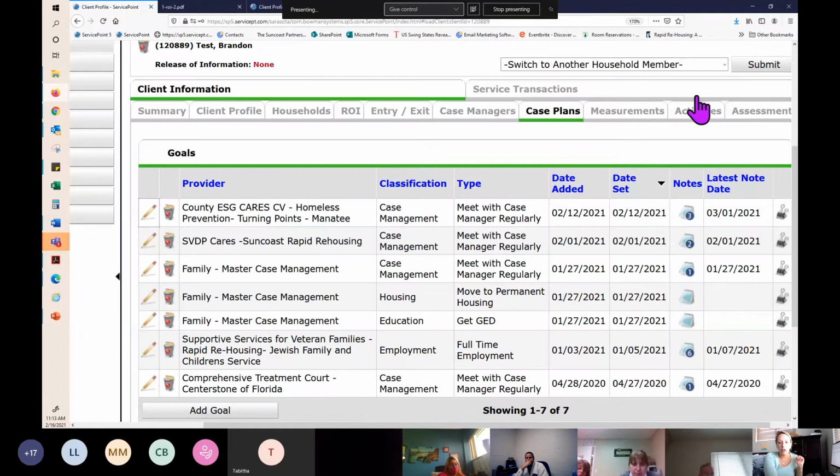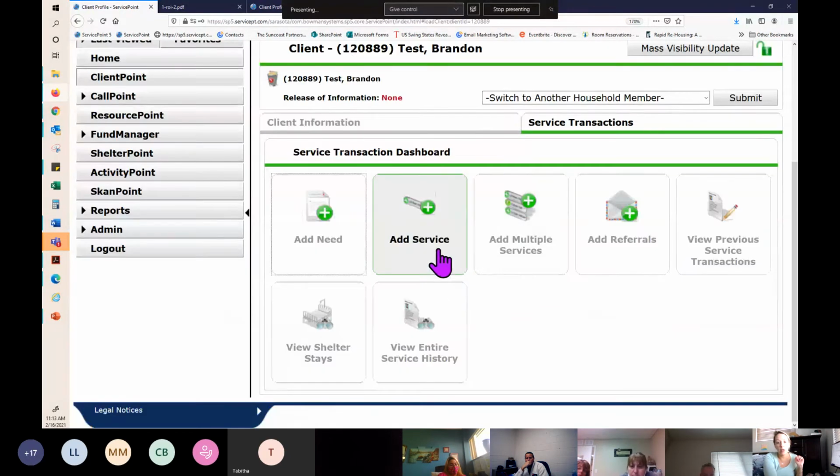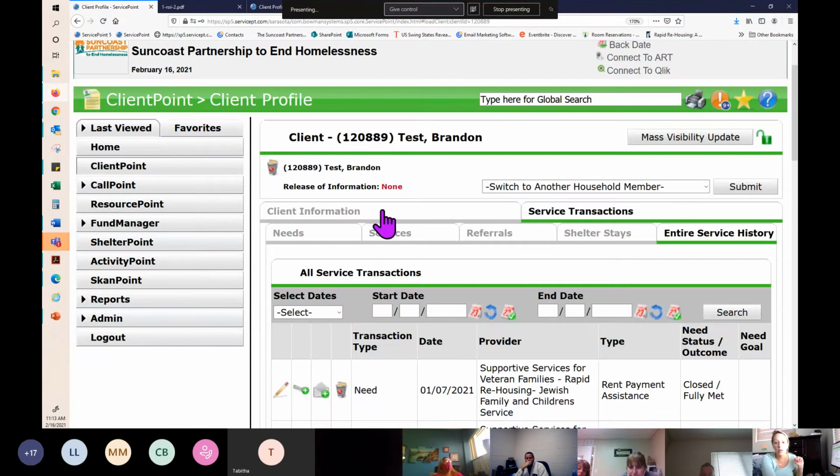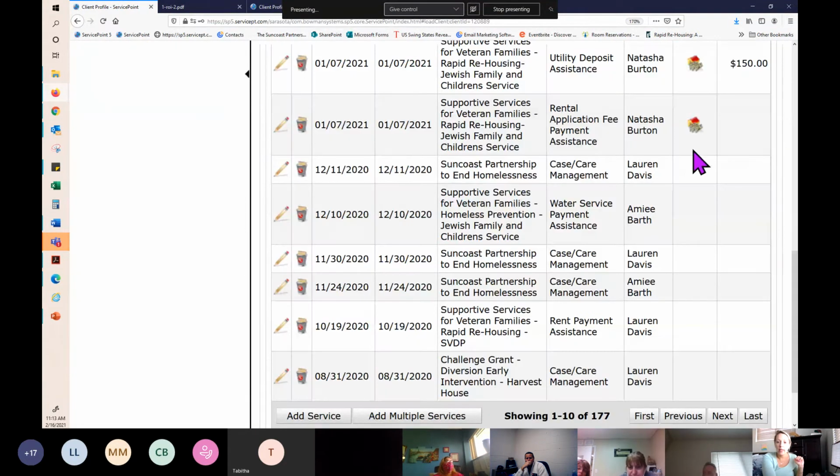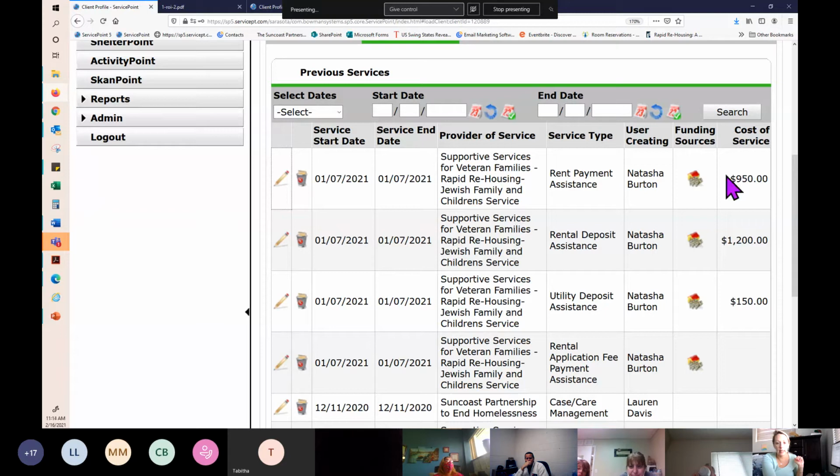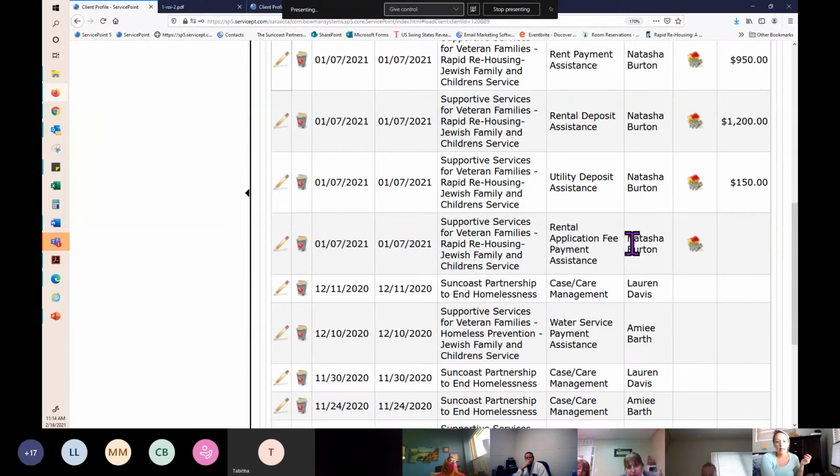Back to looking at our service transactions. We can see all the different services Brandon received and whether there was funding attached to it. So we can see that Brandon back on January 7th received rapid rehousing from JFCS in the amount of $950. It looks like he was obviously rapidly rehoused. They paid for his rental deposit, his rent payment, and his utility deposit. This is again another place for you to look to see if the client has recently received services from a fellow COC provider.